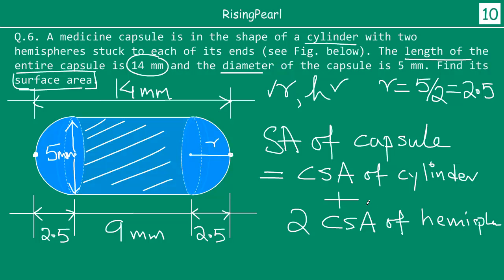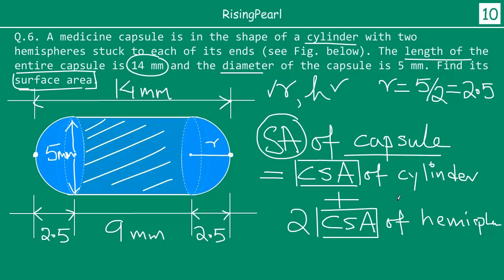This is very important to understand: the surface area, abbreviated as SA, of the capsule that we need to find is the curved surface area, abbreviated as CSA, of the cylinder, plus the curved surface area of this hemisphere and the curved surface area of this hemisphere, because both are the same. So 2 times the curved surface area of a hemisphere.